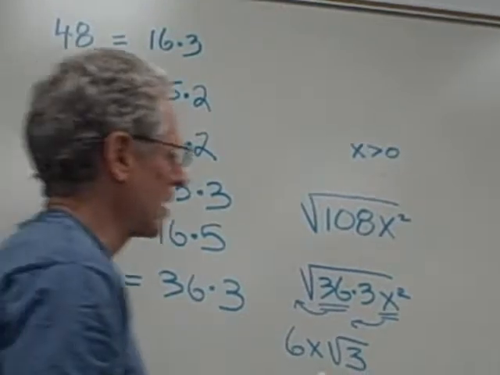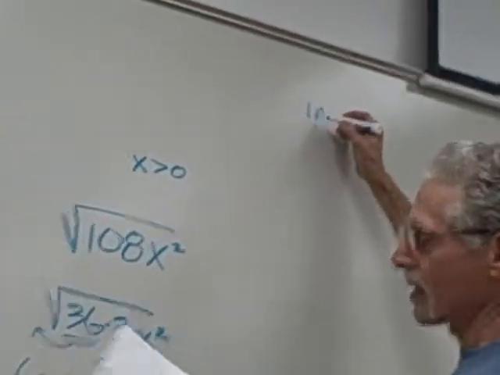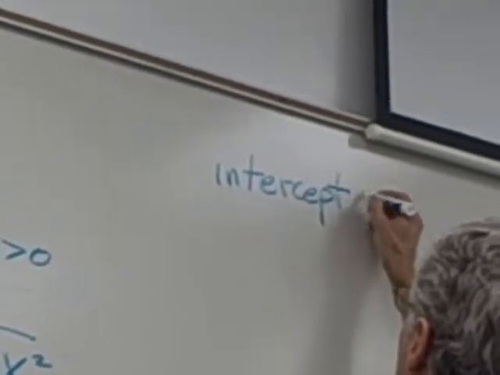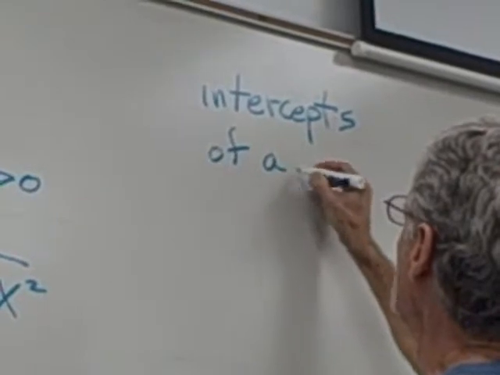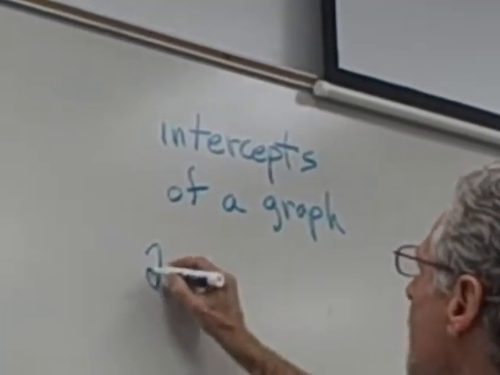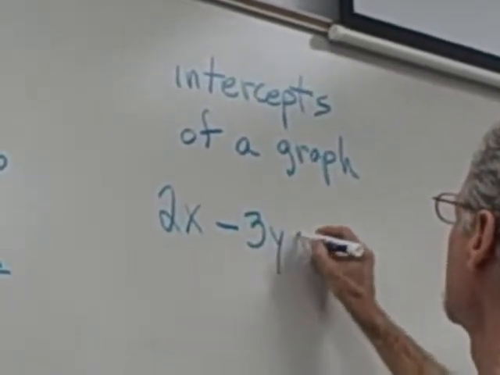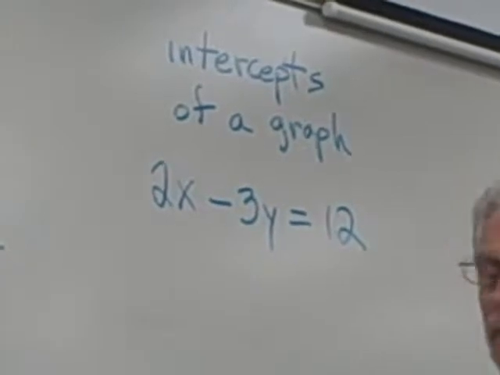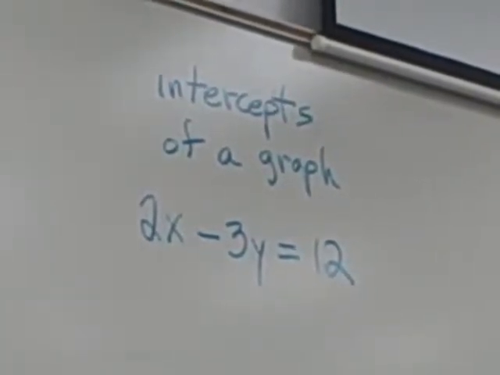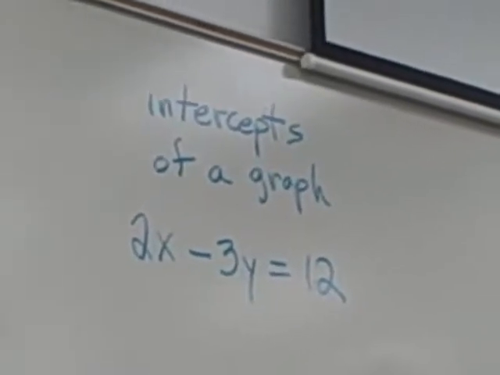Okay, one other thing I want to show you, before I really start on this, is intercepts of a graph. Now watch. Let's write 2x minus 3y is equal to 12. You're going to be asked to graph an equation on your final exam.